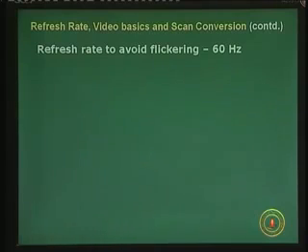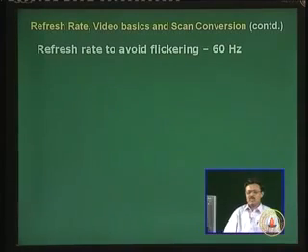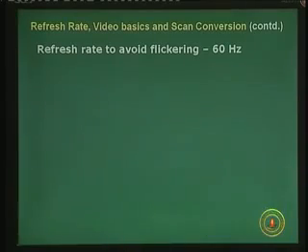Continuing, we talked about a minimum refresh rate of about 30 hertz for a random scan display system. We do not worry about that for a DVST.